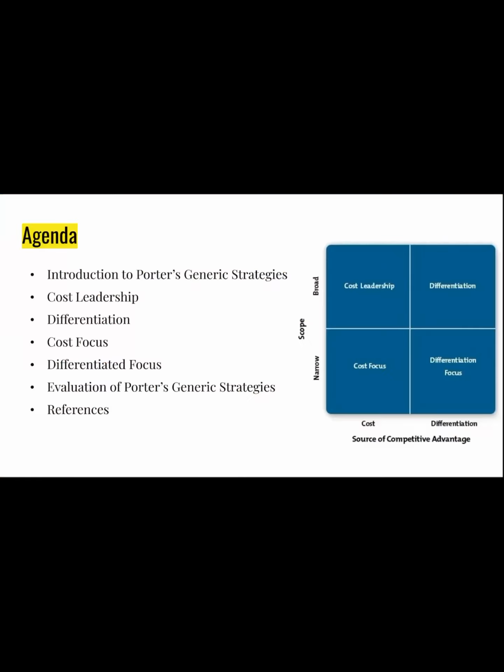In this presentation, we will look at Porter's Generic Strategies, which include these four different areas. The first one is cost leadership, and then differentiation, and then cost focus, and then a differentiated focus. And then I will evaluate Porter's Generic Strategies, and following will be my references.